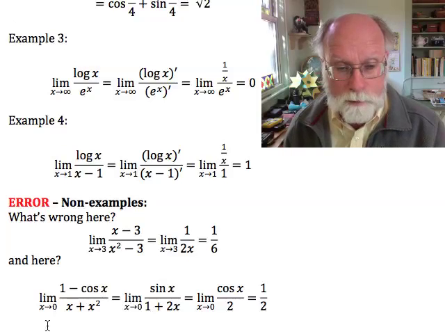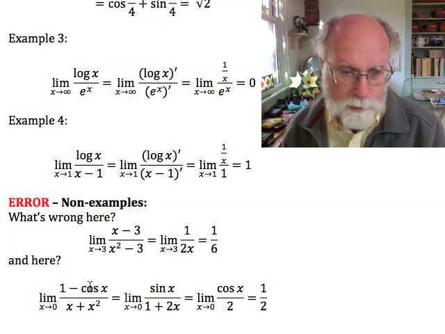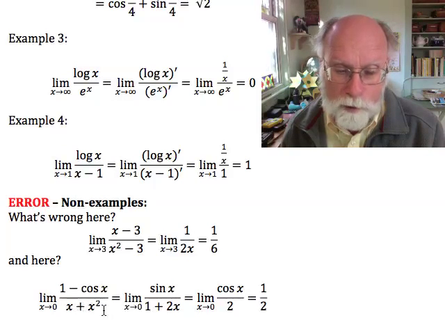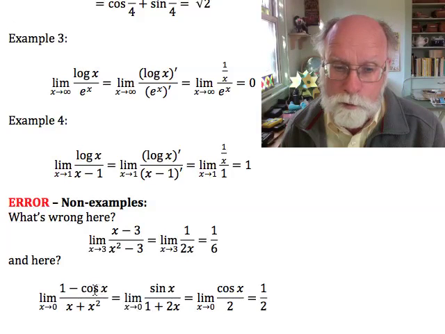Okay, here's our second error. Let x go to 0, 1 minus cos x over x plus x squared. If we let x go to 0, the denominator will go to 0. The cosine of 0 is 1, so 1 minus cos x goes to 0. So I do have a 0 over 0 form. Well, that's good. I can use L'Hopital now.